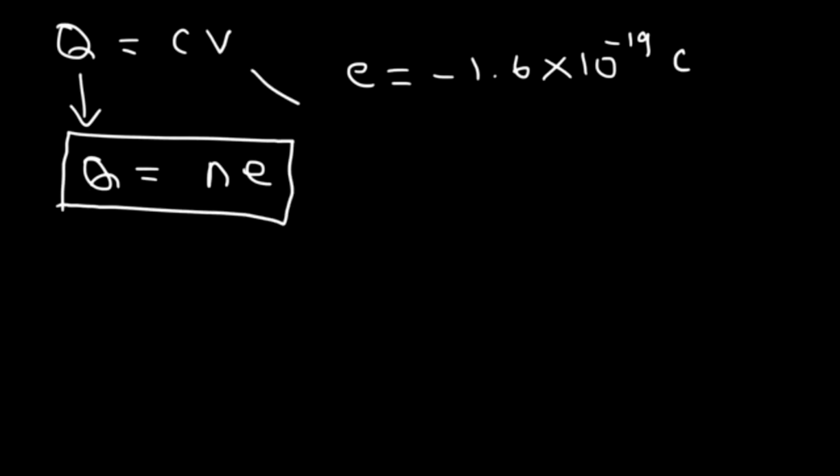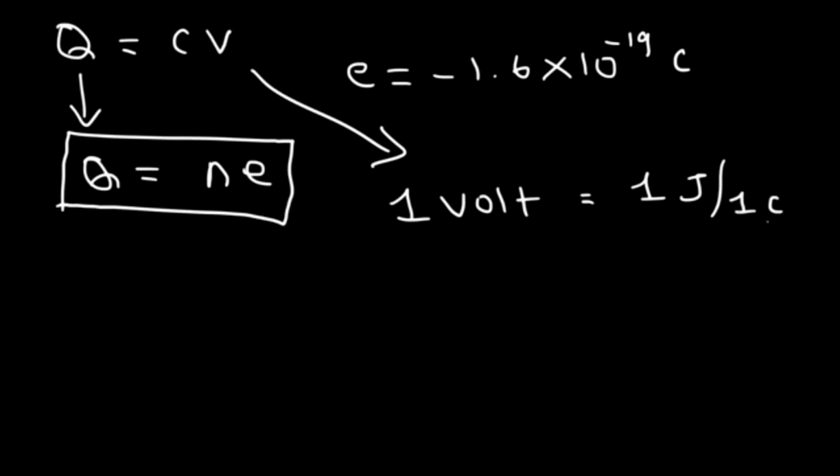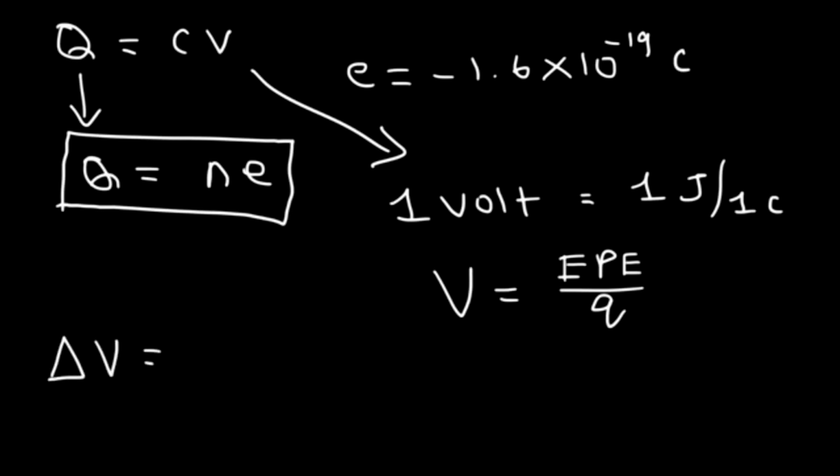Now, you need to know that the unit volt is 1 joule per coulomb. Electric potential, represented by V, is basically the ratio between the electric potential energy and the charge Q. Now, be careful. Electric potential and voltage are not necessarily the same thing, but they're similar. Voltage is the difference in the electric potentials of 2 points. So voltage is delta V. It's the change in electric potential.